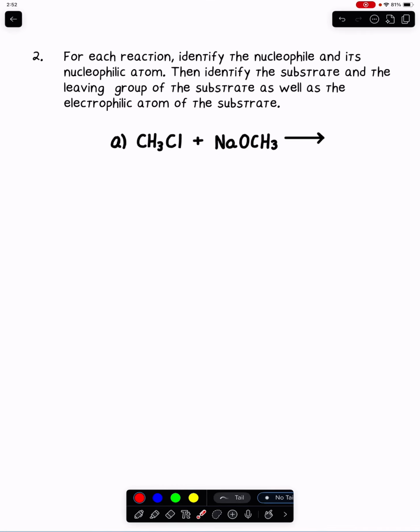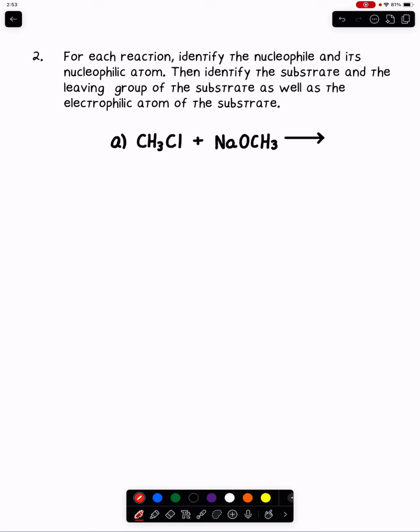In this example, you're being asked to identify all of the components of this SN2 reaction. You need to identify the nucleophile. You need to identify what is the nucleophilic atom of that nucleophile. Then you want to identify the substrate, and then you want to identify what is the leaving group of that substrate, as well as which carbon of the substrate is the electrophilic carbon. And that's everything you should evaluate when you're looking at an SN2 reaction.